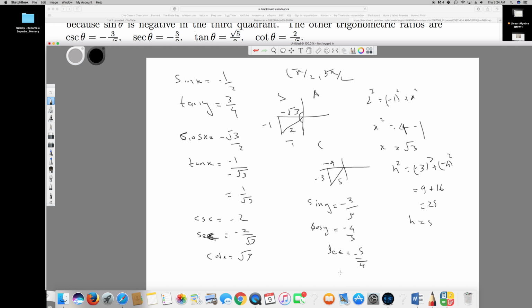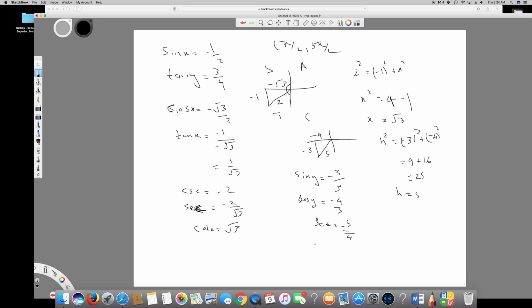And since this is true, we can find the cosec. Cosec is going to be the reciprocal of sine. We have already found that sine is negative 3 over 5, therefore cosec is going to be negative 5 over 3. And since tan is already given, cot is going to be the reciprocal of tan, therefore cot y is going to be equal to 4 over 3. This is our final answer.